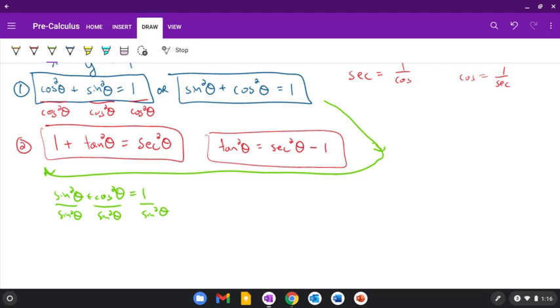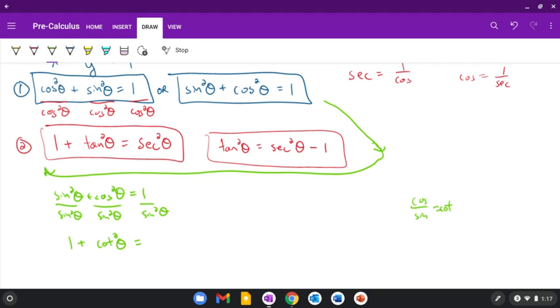And what happens here? Well, sine squared divided by sine squared is 1. Plus cosine divided by sine. That, if you might remember, is actually not tangent, but cotangent. It's the inverse of tangent. So cosine over sine, squared, is cotangent squared, equals, and then the 1 over sine squared.